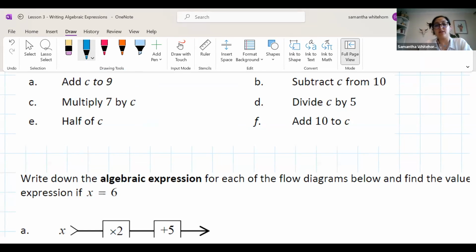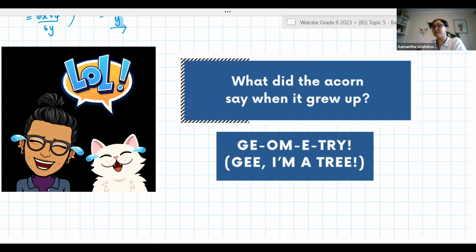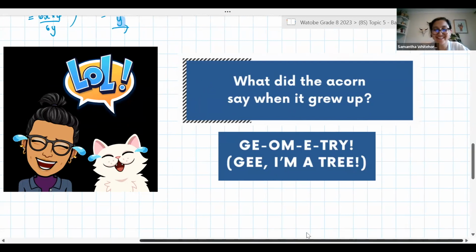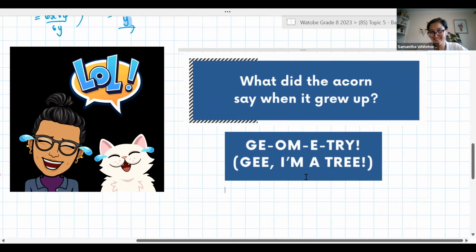First, if you want to see the joke. What did the acorn say when it grew up? Gee, I'm a tree. I love my math jokes. They're so, I don't even know. It's really a good one. I had to think about it. Maybe that's why. Like I didn't get it at first. Then I was like, oh. The brackets help, because I think if I didn't put the brackets in, I also wouldn't have gotten it properly. Yeah, it does.